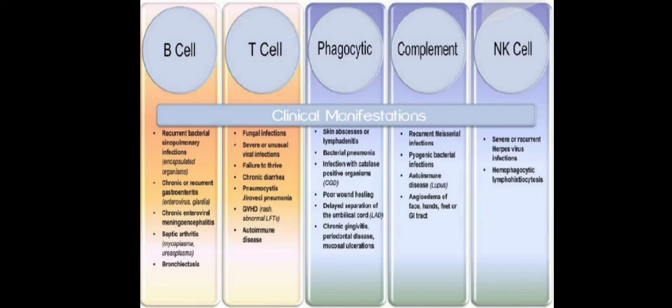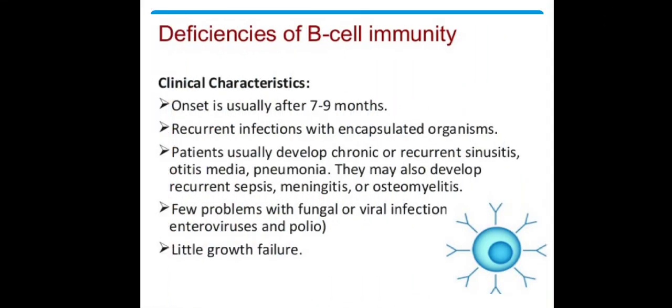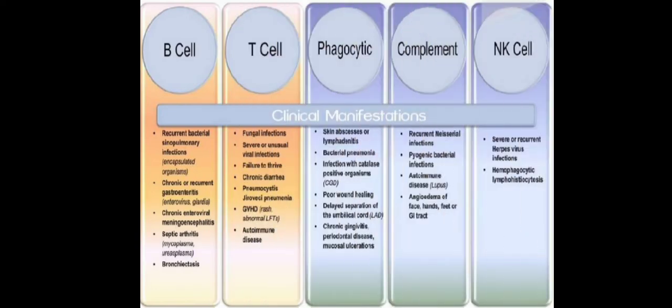Graft versus host disease. As I already told you, T cell defects can have autoimmunity as well as graft versus host disease. This is when the child is given a blood transfusion, and the lymphocytes present in the donor blood come and attack the host immune system. That's what we call graft versus host disease. So even a simple transfusion can land the child in serious problems.